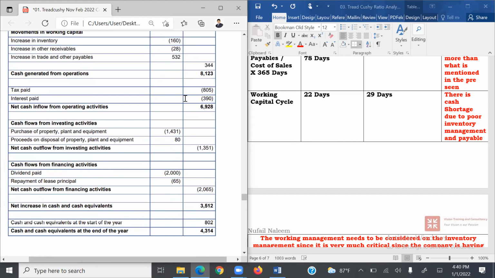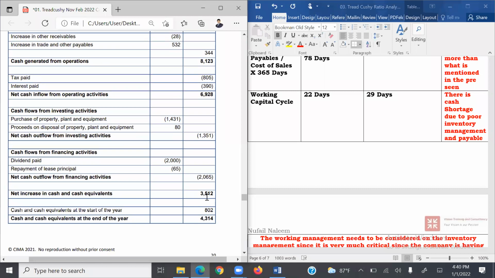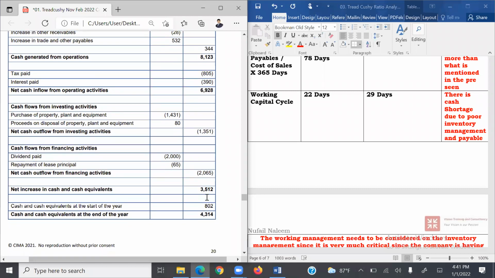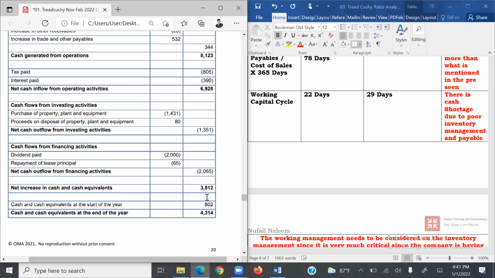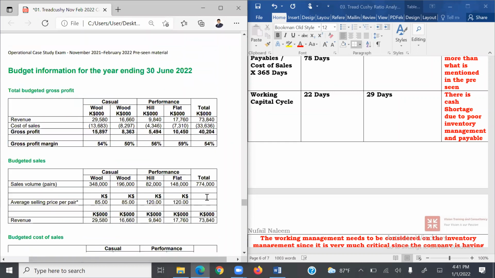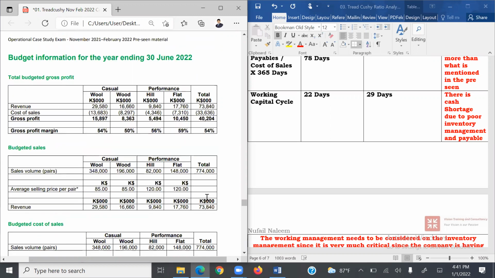Machineries, palleting, can you remember that, students? Retail stores, can you remember we started new retail stores? So we should have purchased equipments, monitors, everything. That is the reason. Dividend paid, lease principal paid. So there's a net increase in the cash equivalent of 3,512 for the current year, which is a significant amount, students.